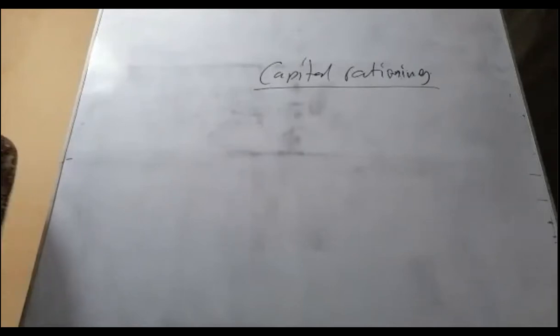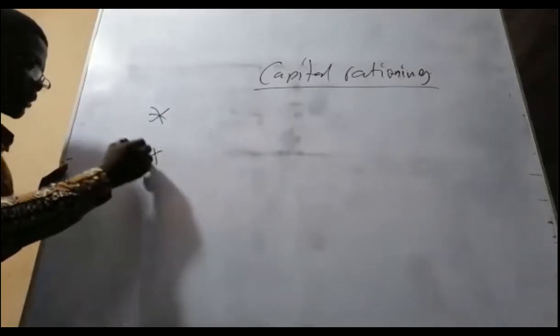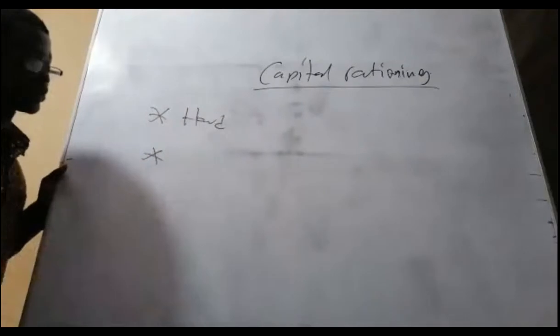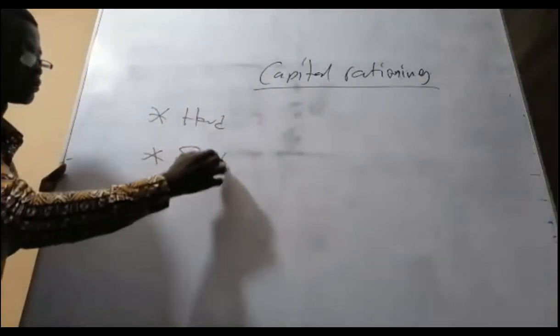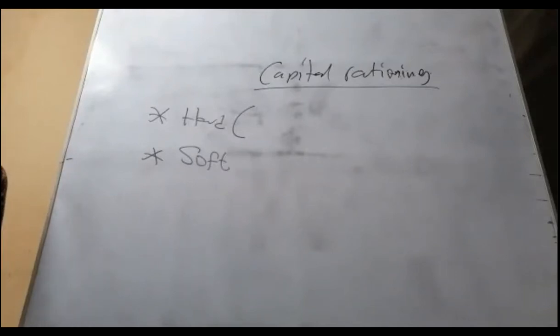Basically there are two types of capital rationing. You have the hard and the soft. Hard capital rationing, and soft. Here, the underlying idea is that they are factors that go beyond the entity's control. You don't have control over them. You cannot do anything about it. In fact, you can try your maximum best, but still it will be a challenge.